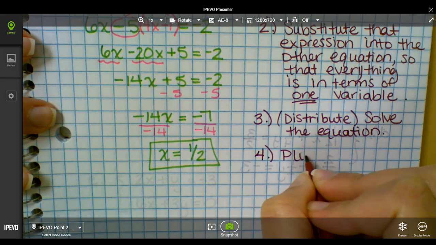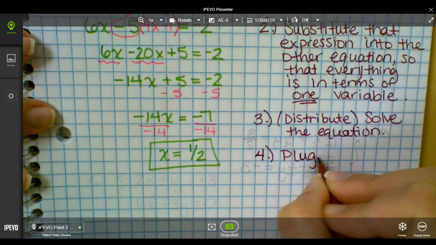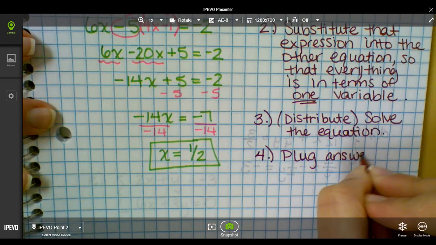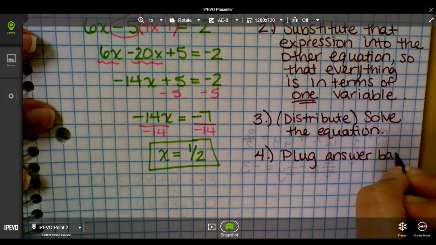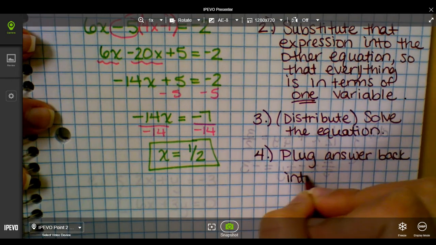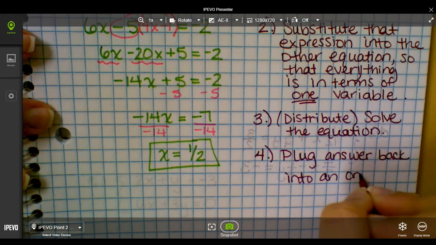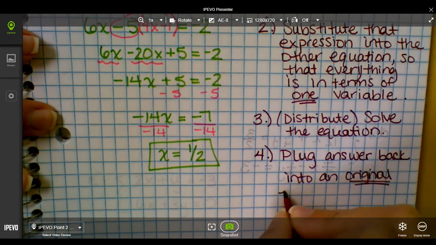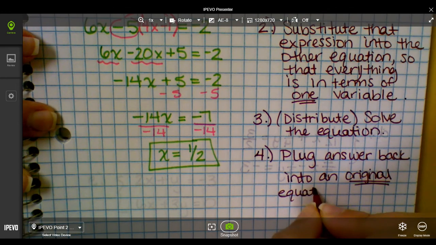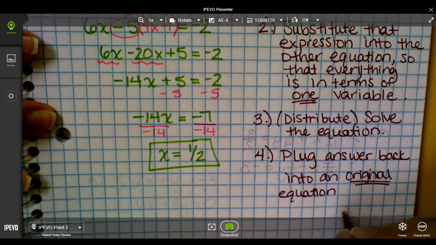So plug your answer back into an original equation to solve for the other variable.